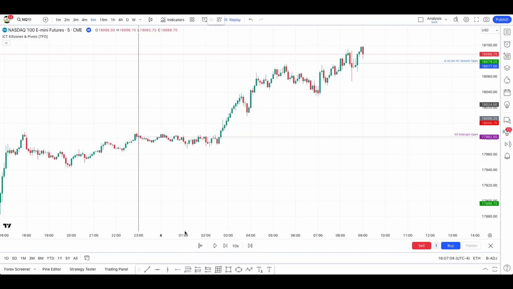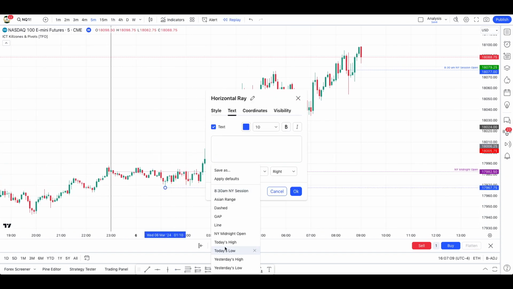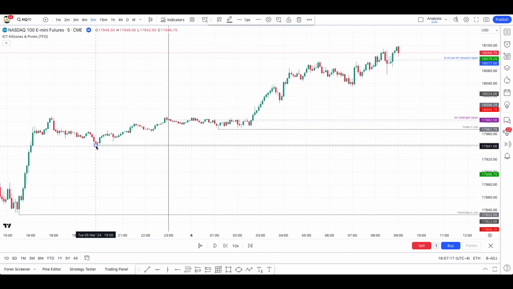Another level we've been using a lot in the Discord is the 2 days low, but there's a caveat here. It needs to be created at a very specific time. And if you want to know more about that, just join us in the Discord.